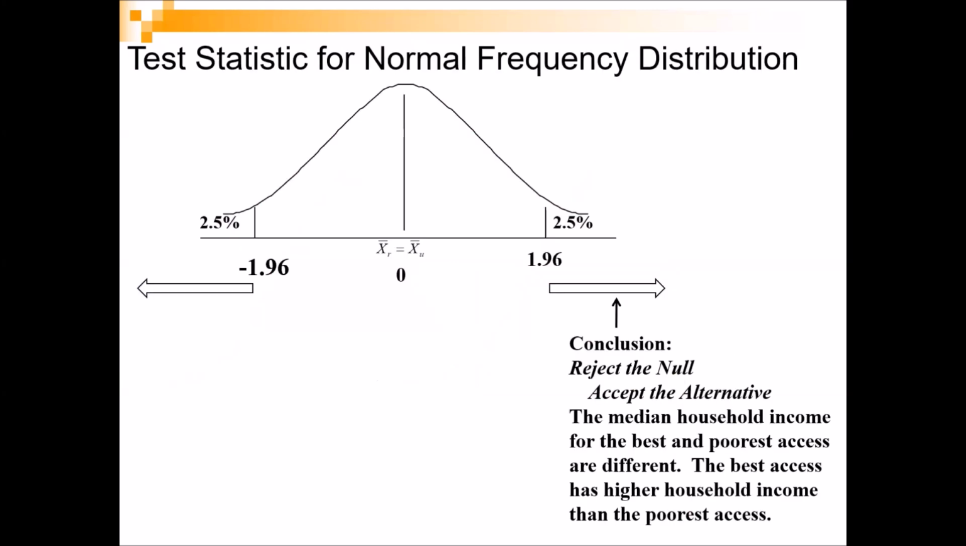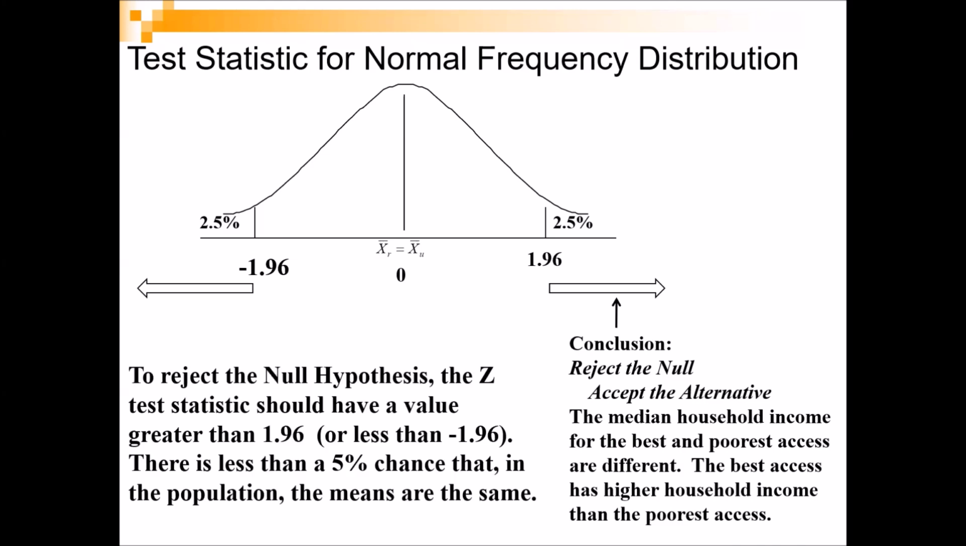And so when we get on these ends, we reject the null hypothesis, accept the alternative hypothesis. What can we say? The median household incomes are different. In this case, they're greater. The best access has higher household income than the worst access. And so these are some of the assumptions that we can make from these.